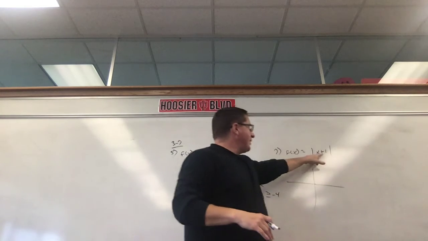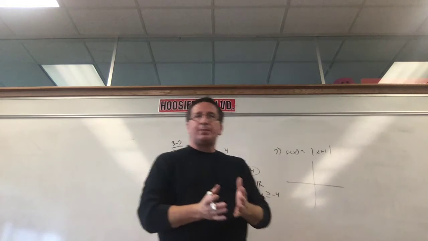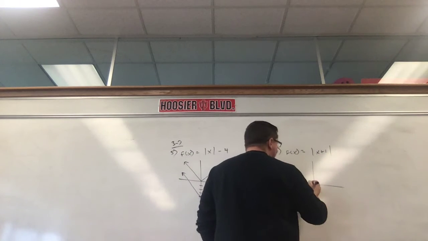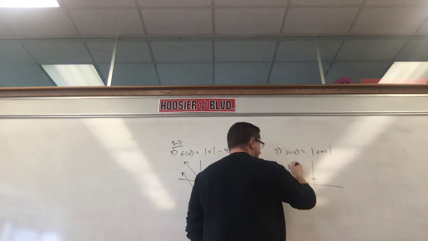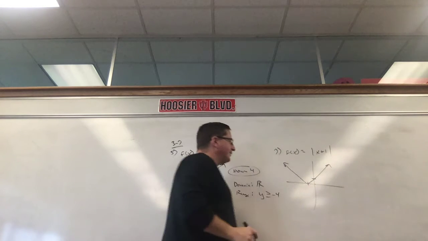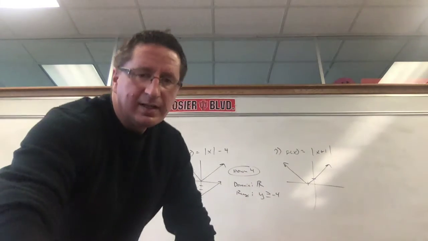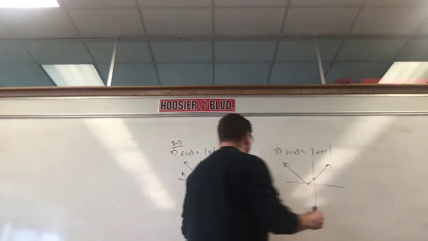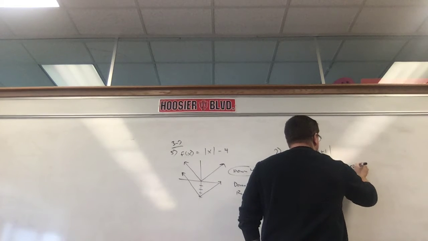Okay, remember, it's always the opposite. You would think plus 1 moves it 1 to the right. It actually moves it 1 to the left. So how you graph this is this. You just move it 1 to the left. It goes like this, like this. Okay? And in this case, it's not a vertical, it's a horizontal translation of 1 left.